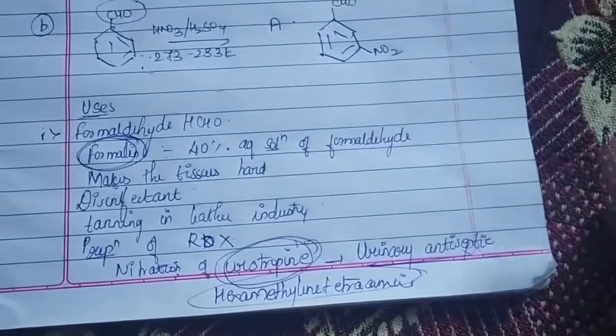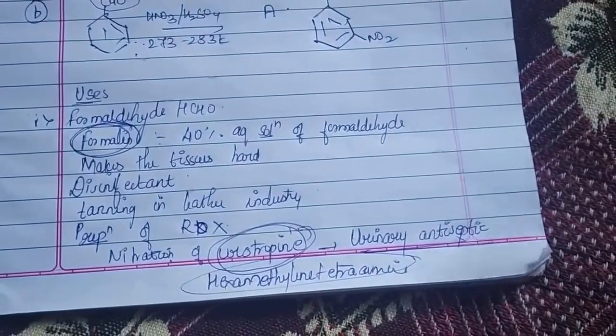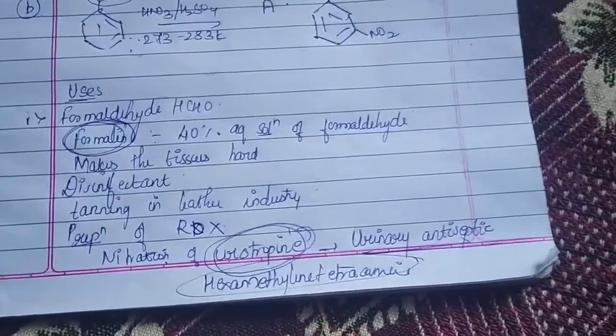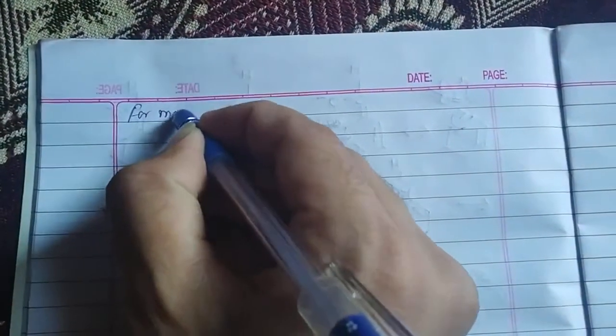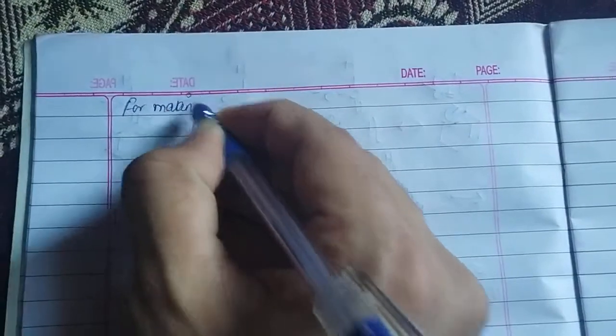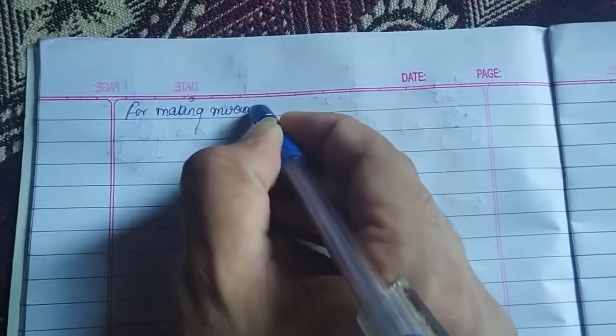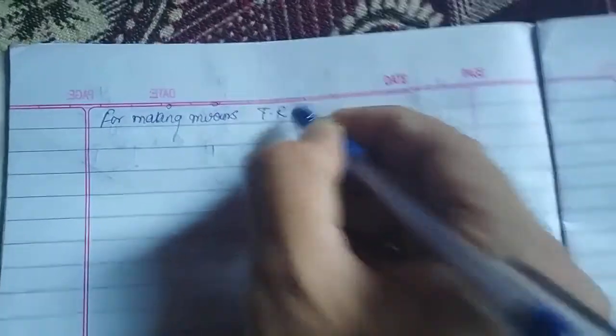Okay. Similarly, formaldehyde can be used for making mirrors. Yes, formaldehyde in the mirror. So yes, the same Tollens test. Using Tollens reagent we can make mirrors. For making mirrors also, formaldehyde is used along with Tollens reagent.